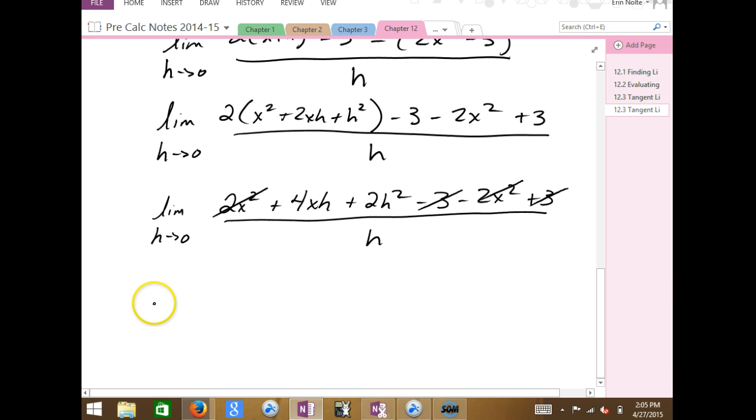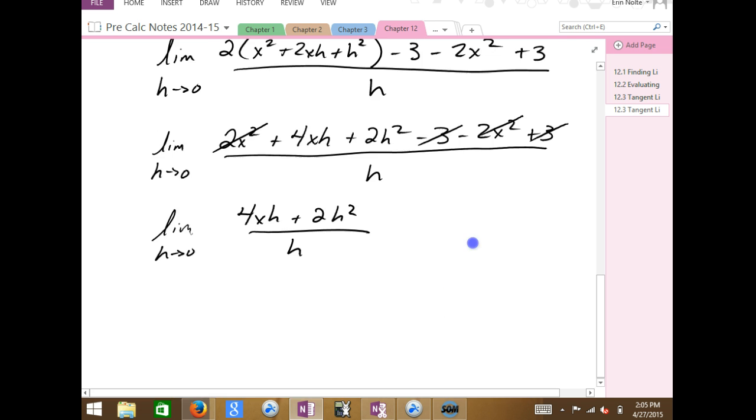And you have, whatever that. Then you have that. So you have 4xh plus 2h squared over h. So I can pull an h out, right? 4x plus 2h. Okay, so good.